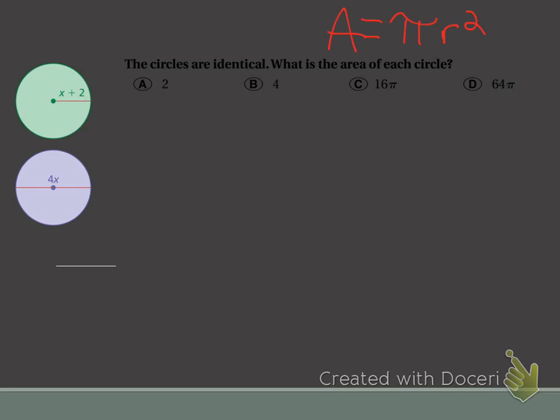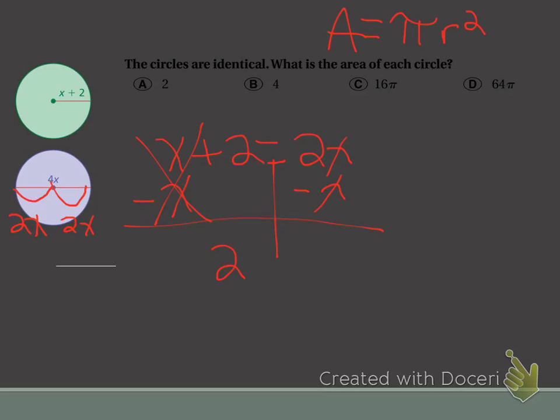Well, let's see, the radius of the top circle is x plus 2. Because remember, radius is half of the circle. Well, this has 4x going across. But if I wanted to, this part is just 2x. And this part is 2x, right? So x plus 2 must equal 2x. So let's solve our equation, move the variable over. That eliminates that, and I get 2 equal to x.